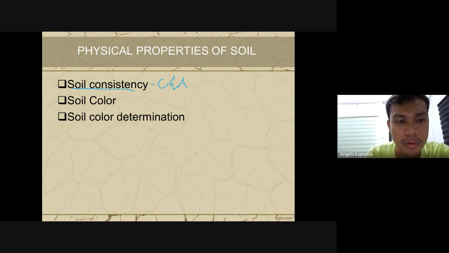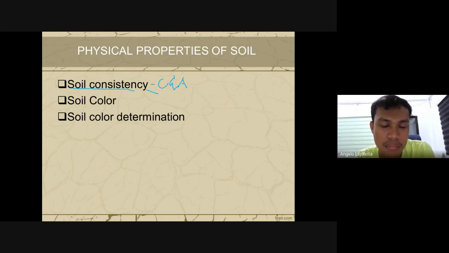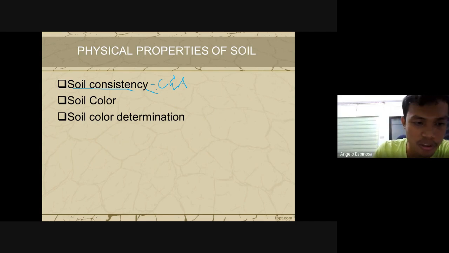Soil consistency behaves differently at different soil moisture content. It is hard when it is dry. Hard talaga siya pag dry. Friable when it is moist. Sticky and plastic when it is wet. And viscous, flows like liquid, when supersaturated. The soil consistency limits can be determined in the laboratory. So there are manifestations of soil consistency.